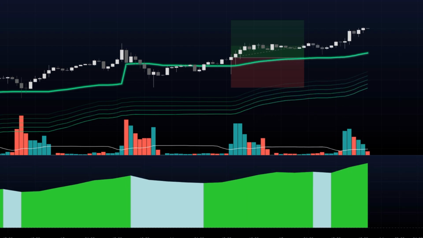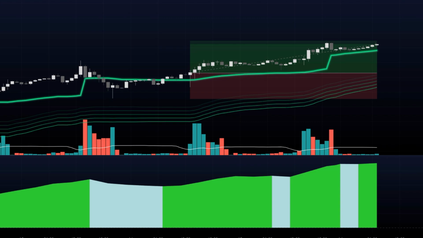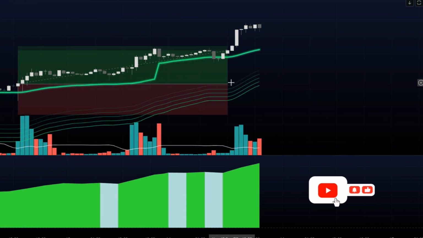For risk management, place your stop loss just below the ribbon. Aim for a 1-to-2 risk-to-reward ratio. That's it. A powerful, complete framework for trading any market.